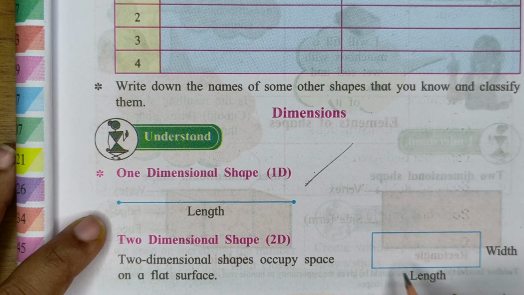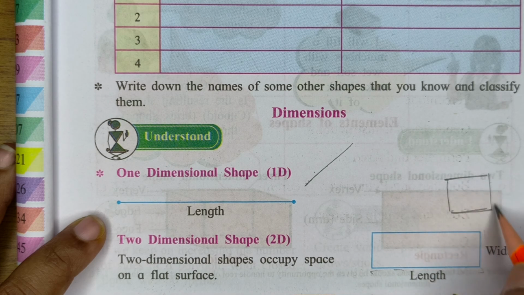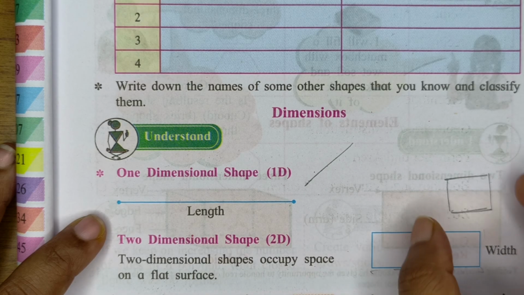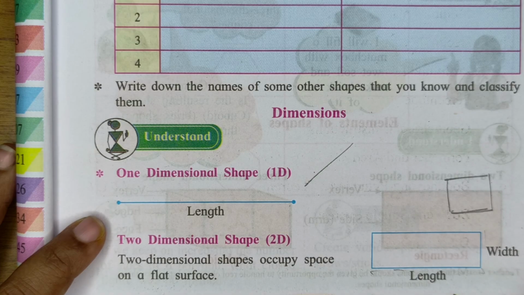See 2D, length and width are given of the figure. Like suppose if I draw a square, see here, only the length and the width. All the sides are equal, but still I have not done anything. Length and width is given, that means it is a two-dimensional shape. Two-dimensional shapes occupy space on a flat surface. You can see these two figures, the square and the rectangle, are flat, that means they are two-dimensional. 2D, understood what is 2D?